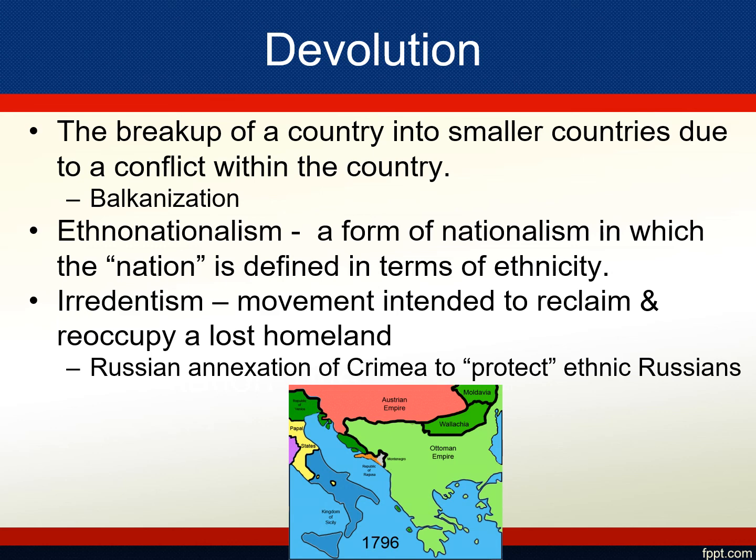Ethno-nationalism is a form of nationalism in which the nation is defined in terms of ethnicity. And irredentism is the movement intended to reclaim and reoccupy a lost homeland. A contemporary example of this is Russia, who annexed Crimea, which was part of Ukraine, because the majority of the people there were Russian. All right, so that concludes it for Unit 4, political geography.